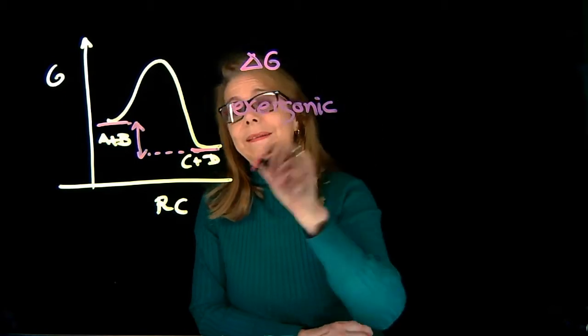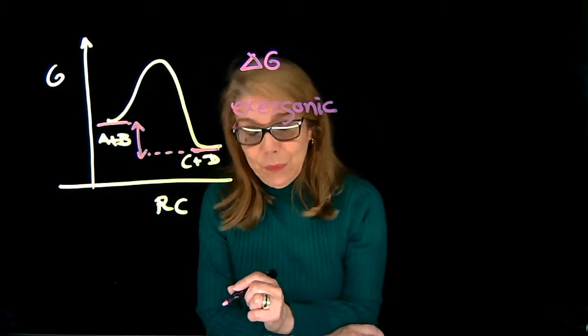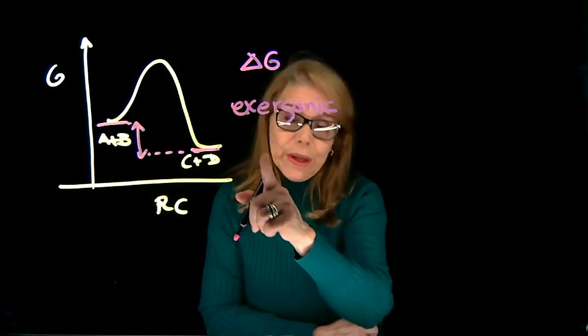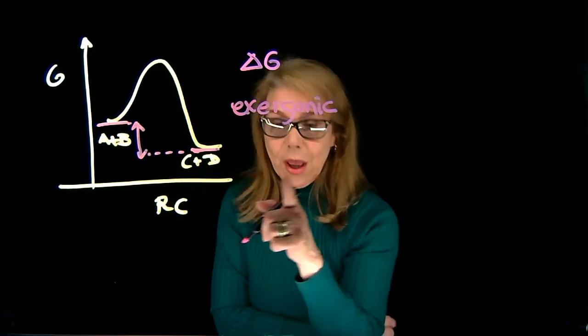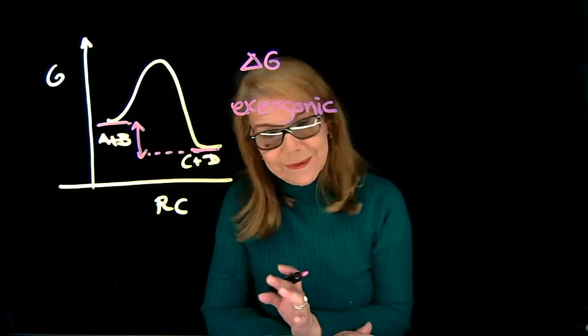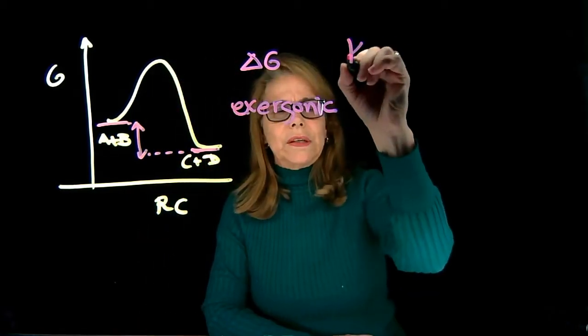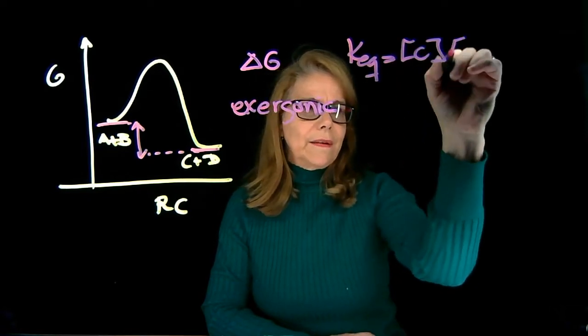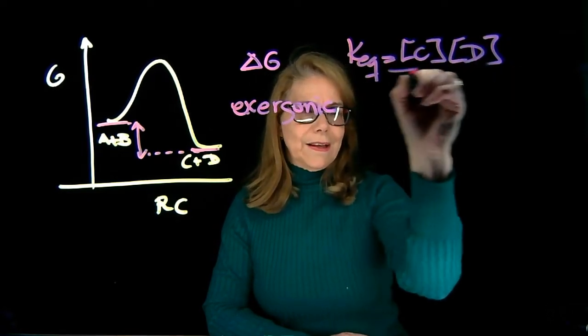In this particular profile, this reaction is exergonic, and that means that the products are more stable than the reactants, so the reaction is product favored. At the equilibrium, there are more products than reactants, and we have written already the equilibrium constant for that, this expression.